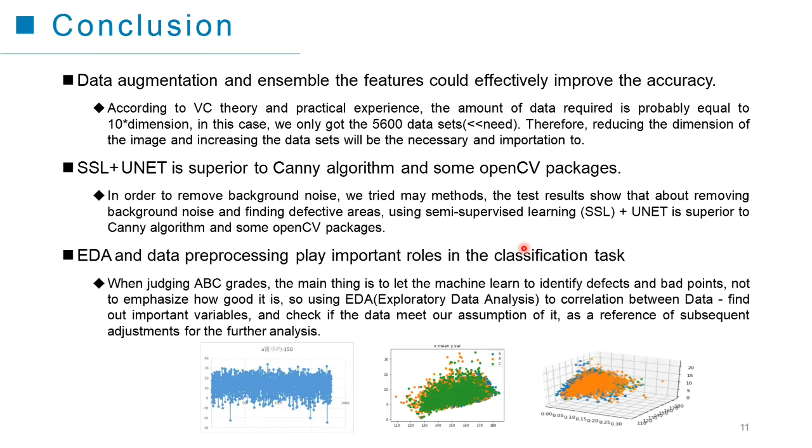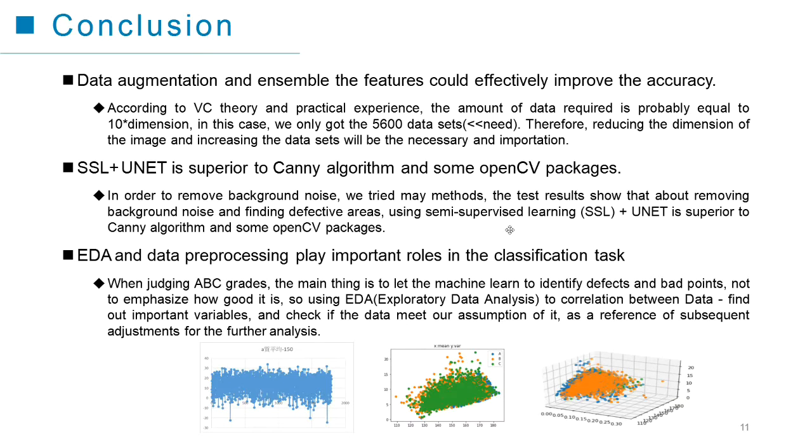Finally, let us make a conclusion. Data accumulation and ensembling the features could effectively improve the accuracy. According to VC theory and practical experience, the amount of data required is probably equal to 10 multiplied by the dimension. In this case, we only have a 5,600 dataset, much smaller than needed. Reducing the dimension of the image and increasing the dataset will be necessary and important.